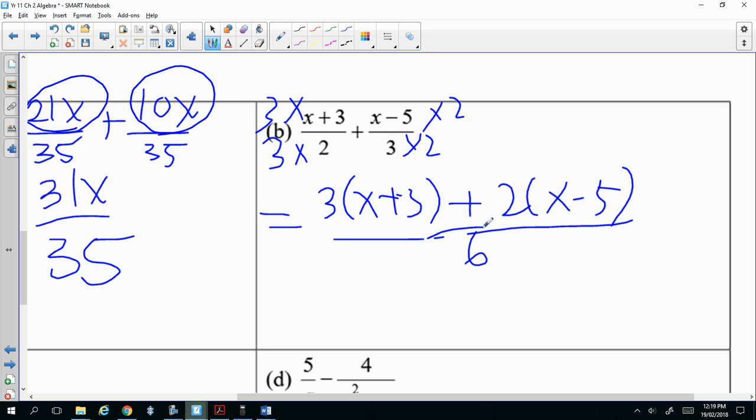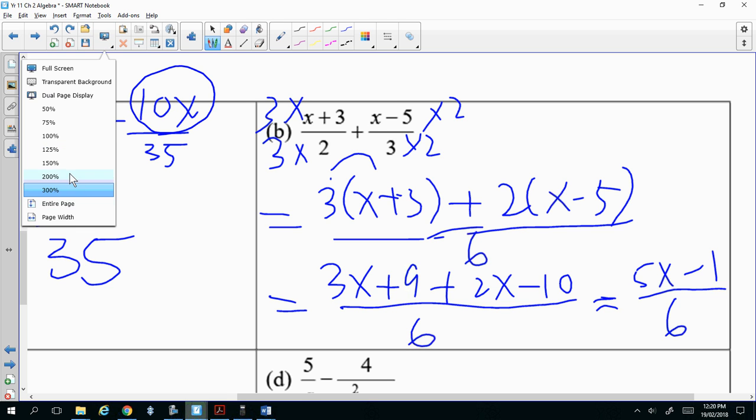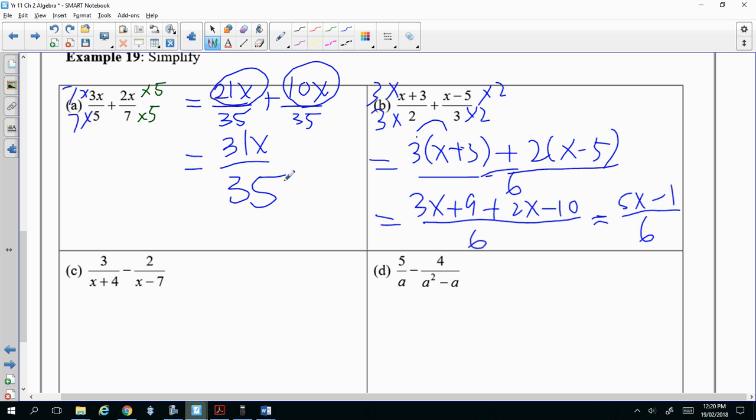So what do we do? We're going to expand this. So 3 times x is 3x plus 9, plus 2x minus 10, over 6. And you have to collect like terms, which is equal to 5x minus 1 over 6. That is your final answer. Alright, done.